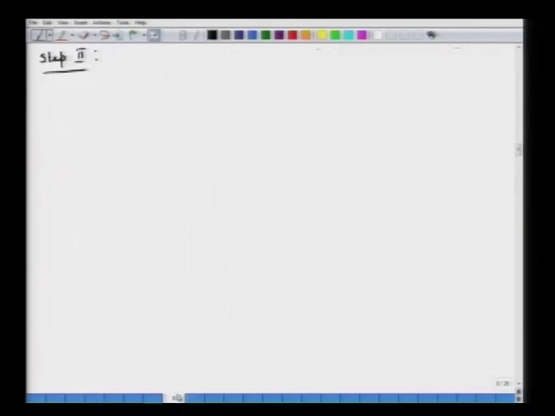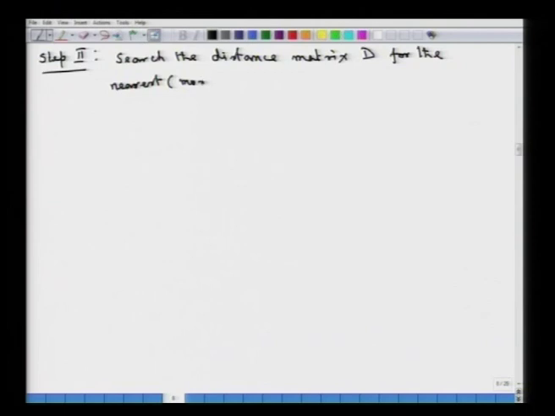So, that is the second step. So, at step 2 we will search the distance matrix, D, for the nearest, which is of course most similar, pair of objects or pair of clusters. Remember that at the first step we had started with n clusters. So, we are looking at 2 points at the first step, points of clusters.